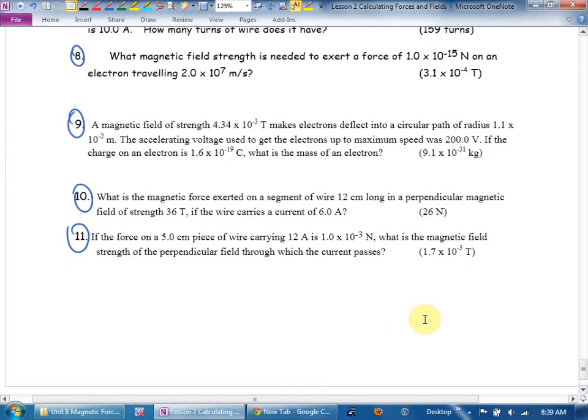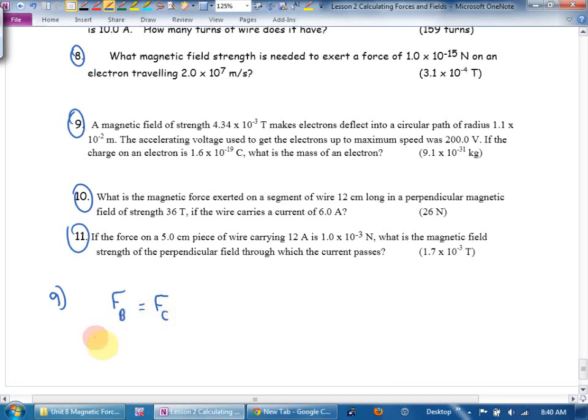Okay. I liked number 9. I liked number 9. For several reasons. Because we're towards the end of the year now, it's time to start reviewing everything, and this is going to pull some stuff out of electrostatics. So here's what it says. Magnetic field of strength, blah, blah, blah, makes electrons deflect into a circular path. So for number 9, I would say, I guess that means that magnetic force equals circular force.